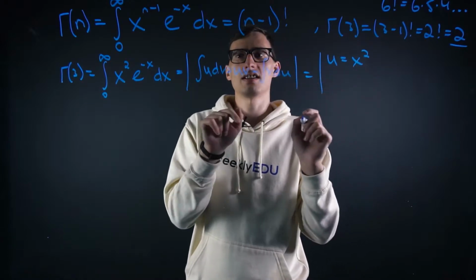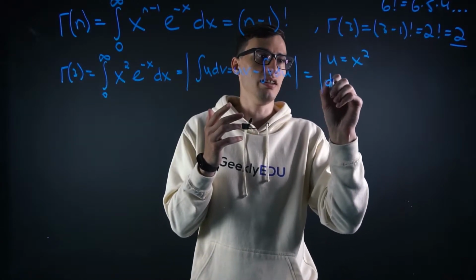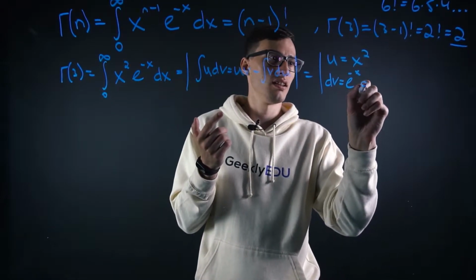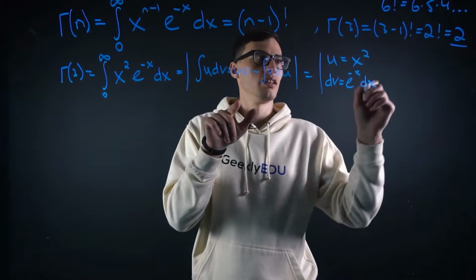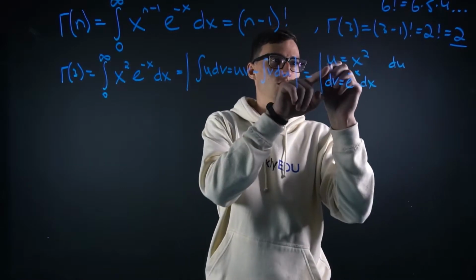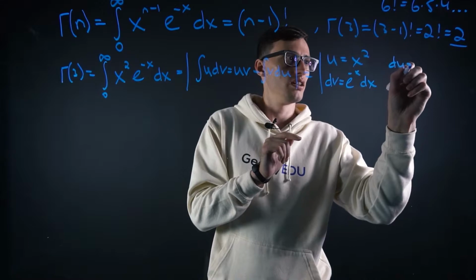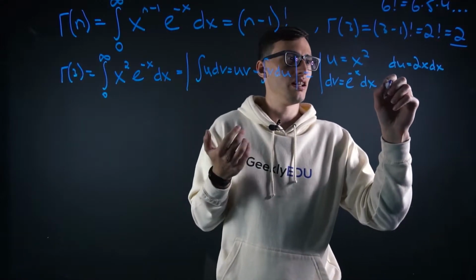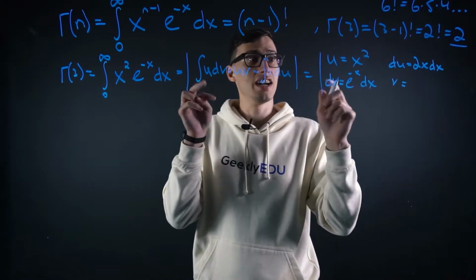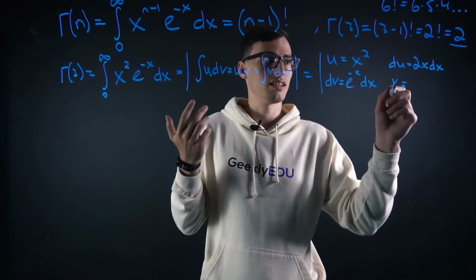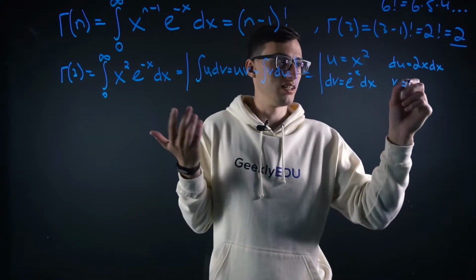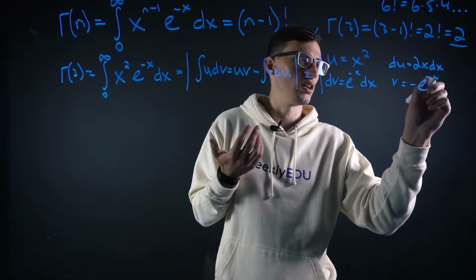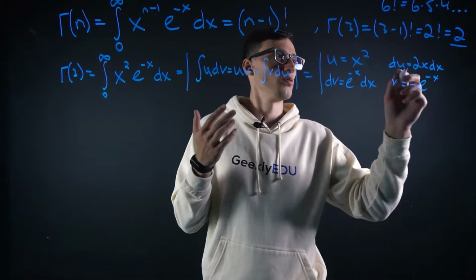So if u is equal to x squared, that must mean that dv is everything else, right? It's e to the minus x dx. And that must mean that du, the derivative of u, is 2x dx, right? Because we just take the derivative. And that must mean that v, the antiderivative of e to the minus x, is simple because it's e to the minus x. It's always the same, but with a minus sign. So it's minus e to the minus x, right? So we did the first step.